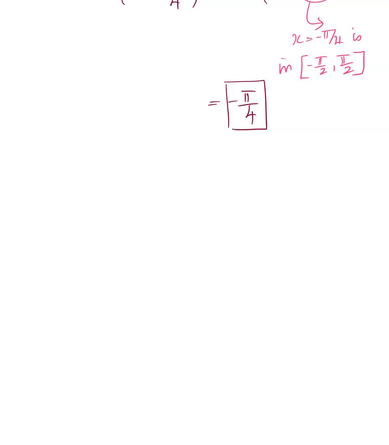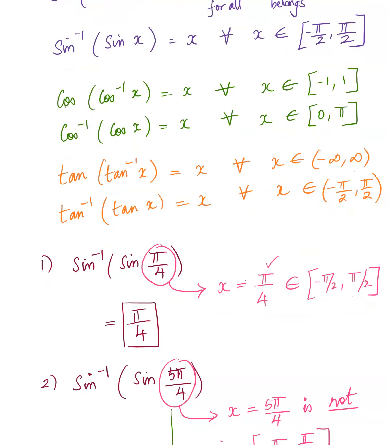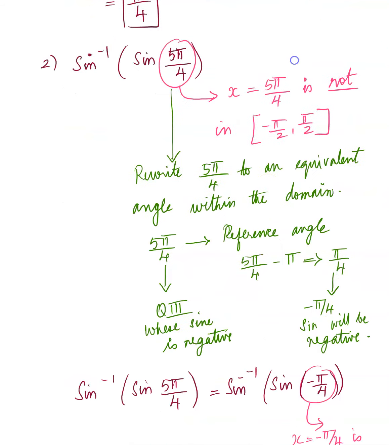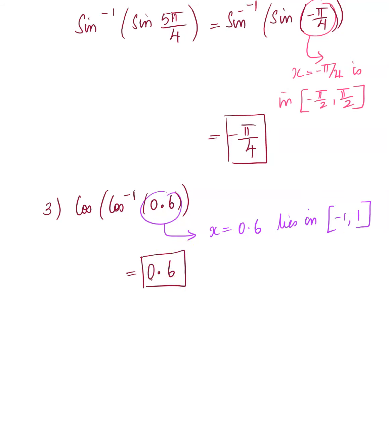What about cosine of cosine inverse of 0.6? For this, we want to again go back to the cosine properties. Cosine of cosine inverse is the first of the cosine properties, the first green one. We want that x to lie between negative 1 and 1. In our case, x is 0.6, and this lies in the interval negative 1 to 1. Therefore, the answer is directly 0.6, because you can undo the cosine and the cosine inverse.